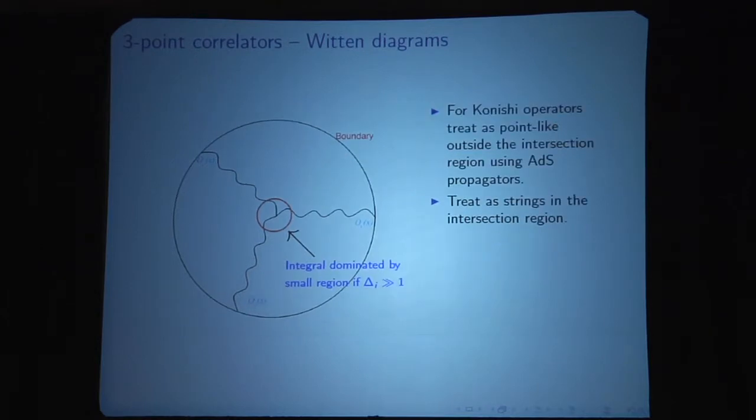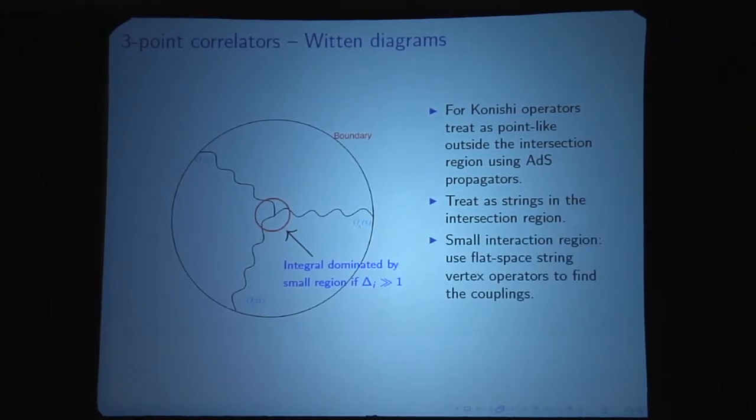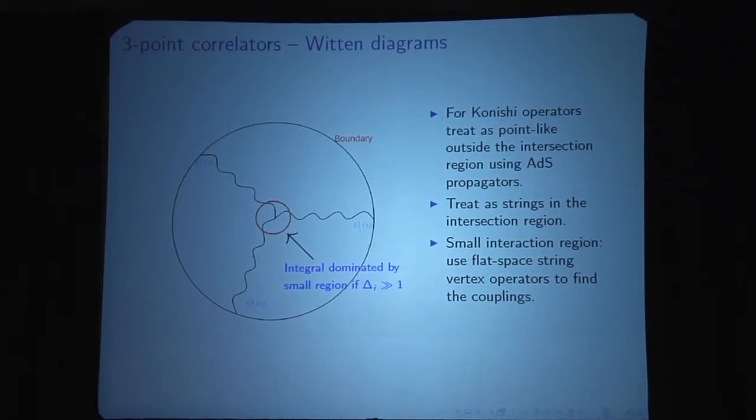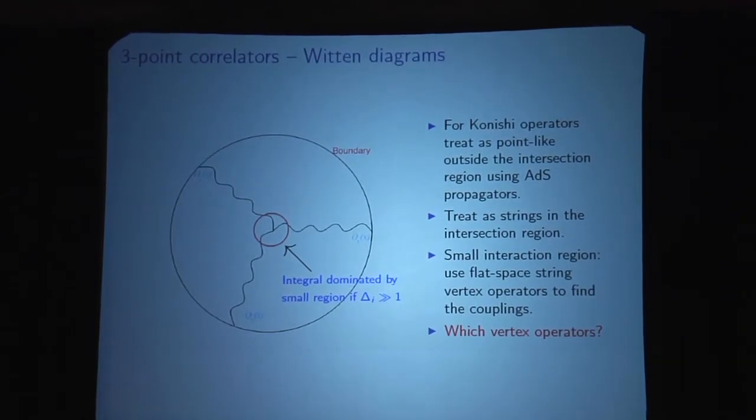So our idea would be the following. We're going to actually consider Konishi operators, but we'll basically treat them as point-like outside this intersection region, outside this red circle here. They propagate in, and we'll use AdS scalar propagators to propagate them in from the boundary. Then once we're in this intersection region, we'll all of a sudden remember that we're dealing with strings, and so we'll use string vertex operators. Since this interaction region is relatively small compared to the size of the space, we will use flat space string vertex operators. But then we have to decide which vertex operators we want to use.